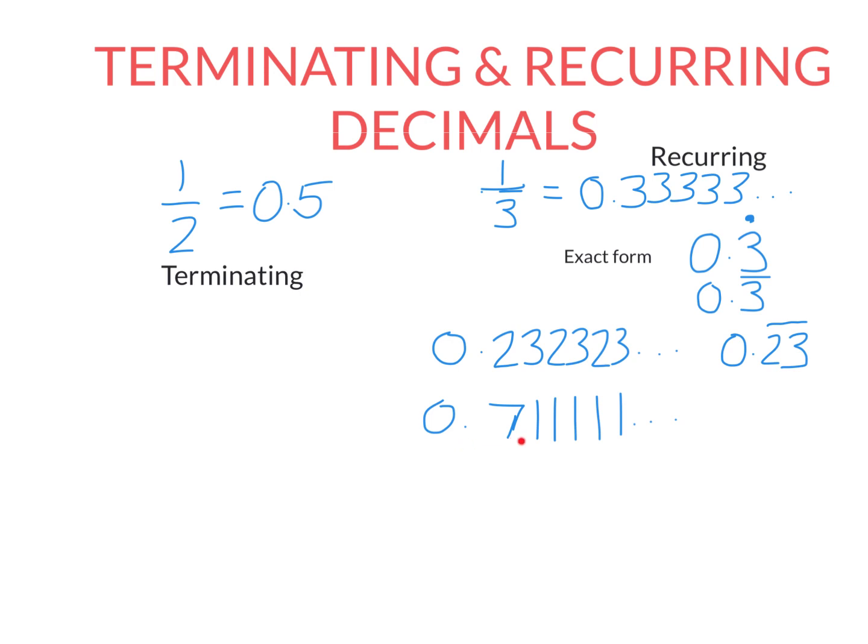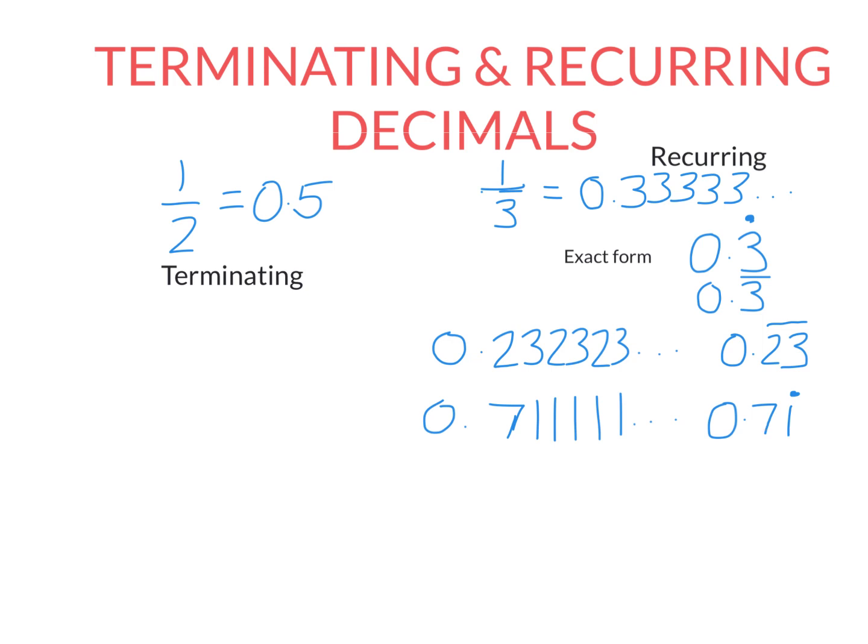So for 0.7111111, this is recurring. We know because of the dots here, it goes on forever. But here only the 1 is recurring, not the 7. The 7 doesn't keep going forever and ever. So this is still a recurring decimal. In exact form, we write it like this. We only put the dot or dash over the 1 because only the 1 is recurring, the 7 is not.